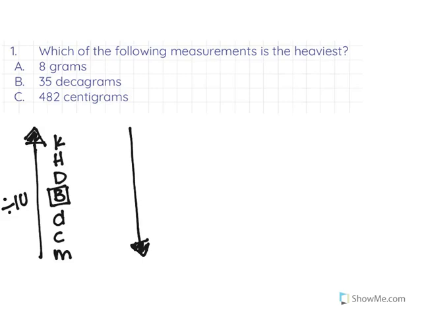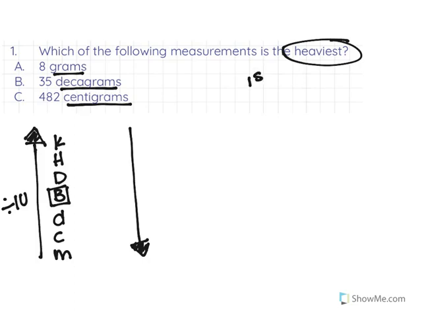This question asked, which of the following measurements is the heaviest? I see that we have 8 grams, 35 decagrams, and 482 centigrams. Well, we have a problem here. We can't compare these values the way they are because they are all in different units. One is in grams, one is in decagrams, and one is in centigrams.